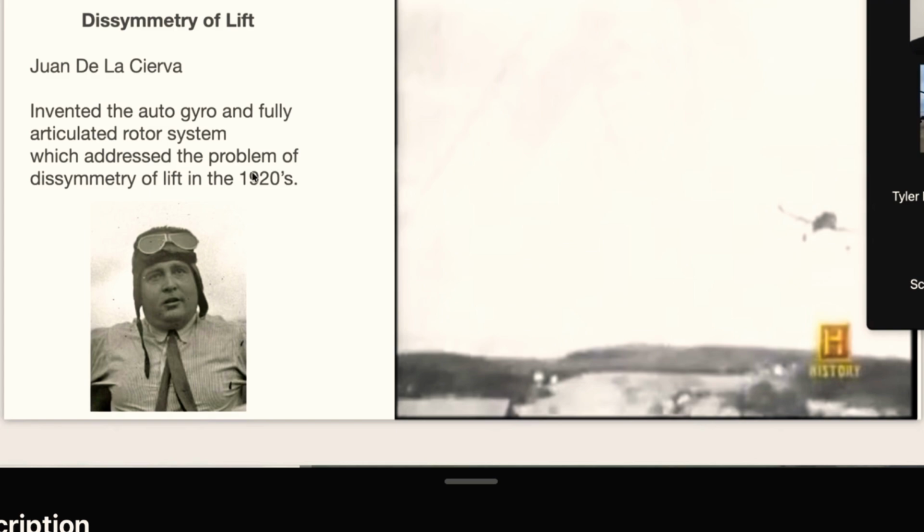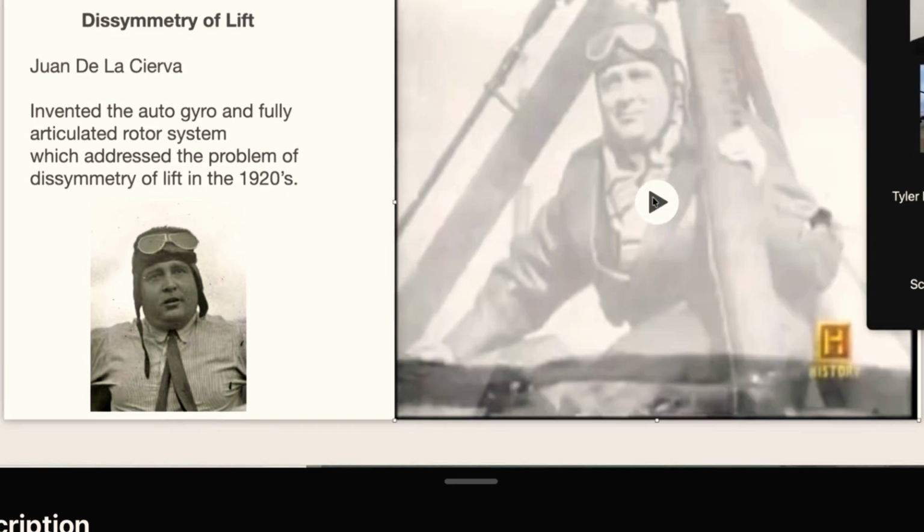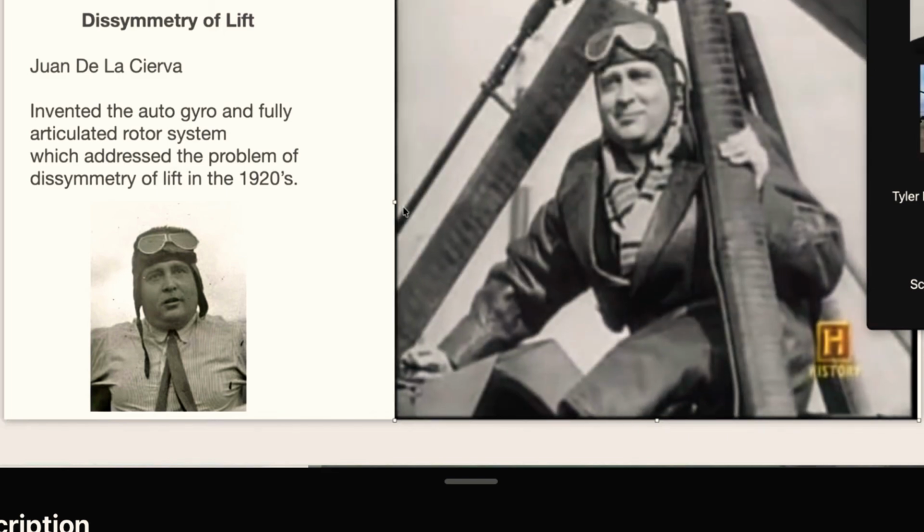A fellow named Juan de la Cierva, a Spanish engineer in the 1920s, invented the autogyro. He recognized that there was this dissymmetry of lift, and he created a fully articulated rotor system.